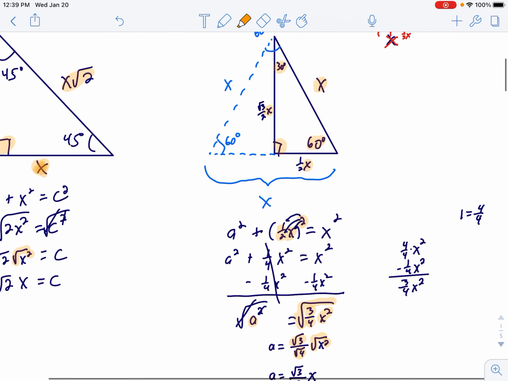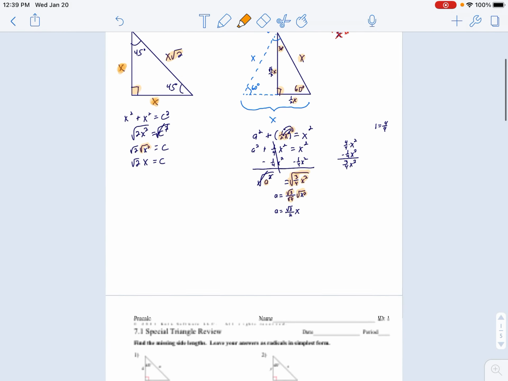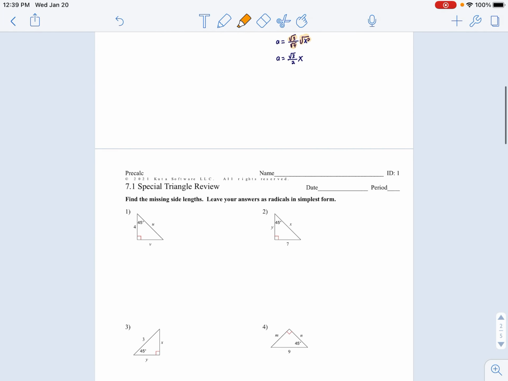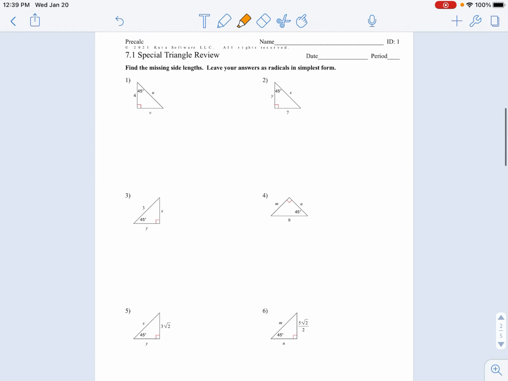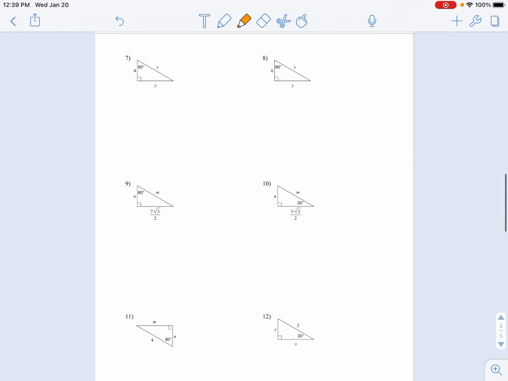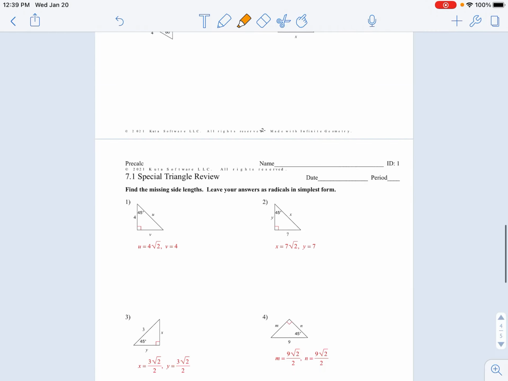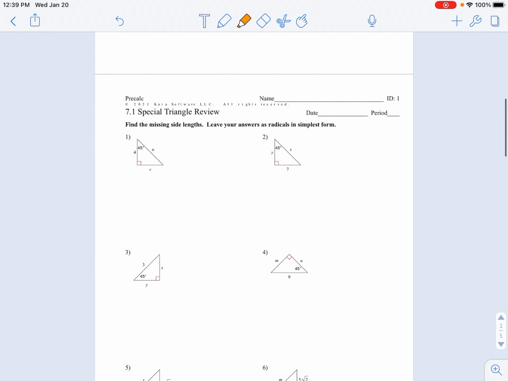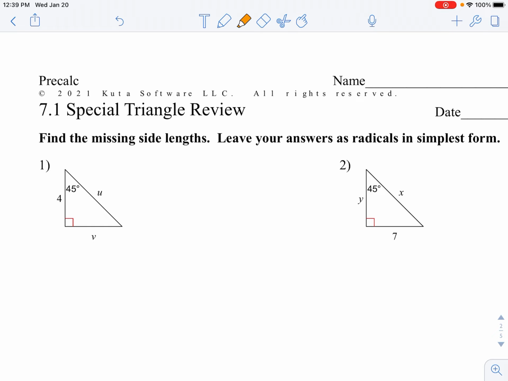What can you do with that? Well, it's kind of like the examples I gave you for this one. Honestly, I don't want to go there right now. Let's wait till we get to the examples. So the first page is all going to be 45, 45, 90 triangles. And then the second page will be the 30, 60, 90. And then that's it. That's the whole worksheet. It's just doing a few problems here. So you're supposed to find the missing side lengths.